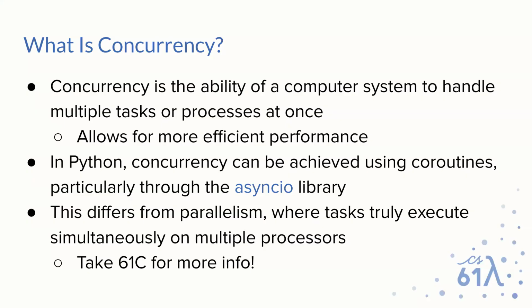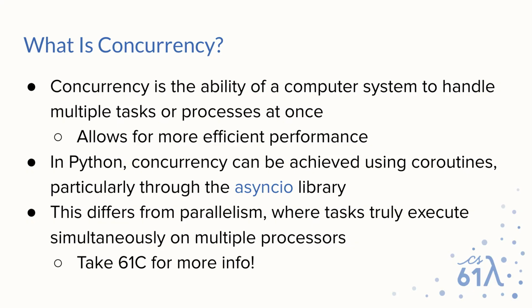All right. So what even is concurrency? Concurrency is basically the ability for a computer system to handle multiple tasks or processes at once. What this means is that we have more efficient performance on doing all these tasks. In Python, if you've seen this in discussion before, we have this asyncio library, and what that does is that we use coroutines, which are objects that perform tasks. So we use the async library in Python and in this class.